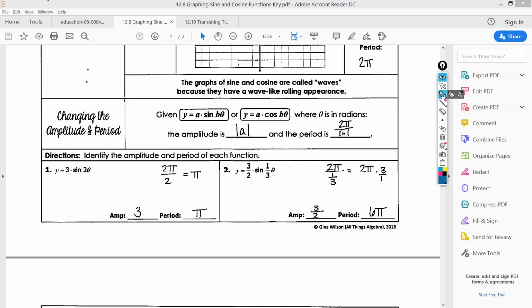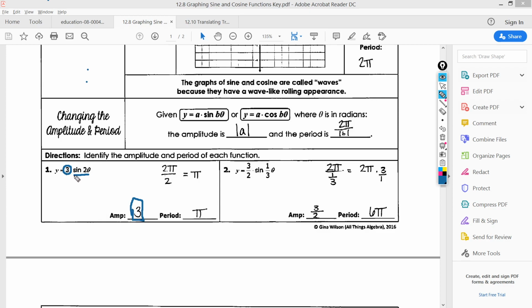Okay. So for y equals 3 times sine of 2 theta, you guys know what the amplitude is. It's just this, right? Our highest value from sine of 2 theta is 1. We can't go higher than 1. So 1 times 3 gives us 3, and that's the amplitude. That's as high as it can go.